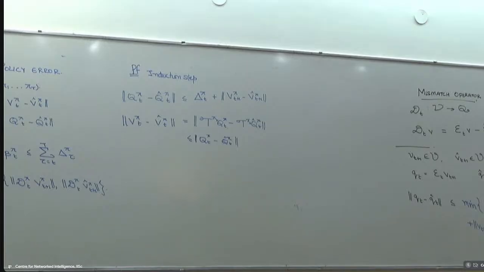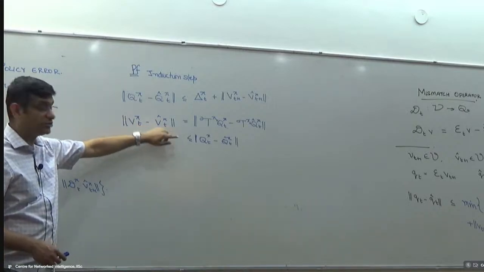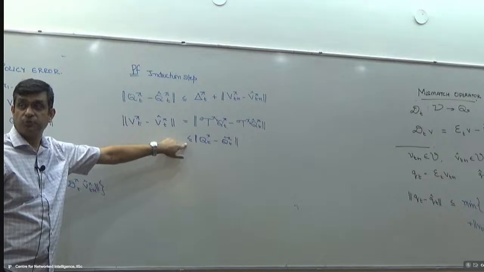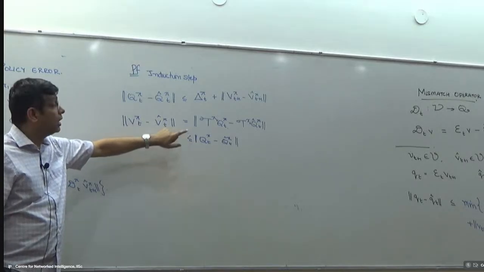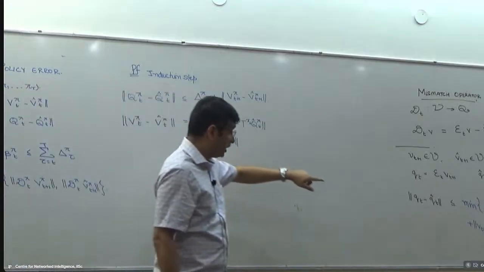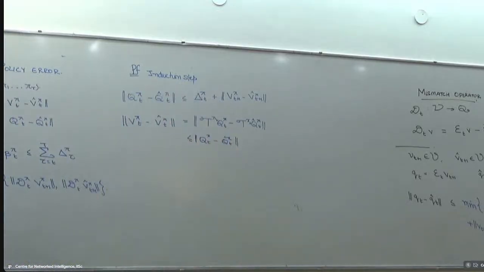There is an inequality here because we were using the sup norm. I can tighten this a little bit, but not really. The only other place is that here I am using a triangle inequality, and this can be very, very loose.